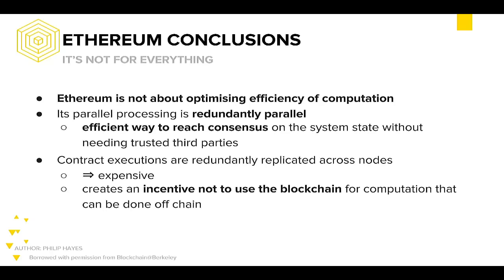An important point to emphasize here is that the computations that we perform with method calls that are transactions are inefficient. They are deliberately inefficient. These folks at Blockchain at Berkeley call this redundantly parallel, because we actually perform the work multiple times across the network of the Ethereum miners.